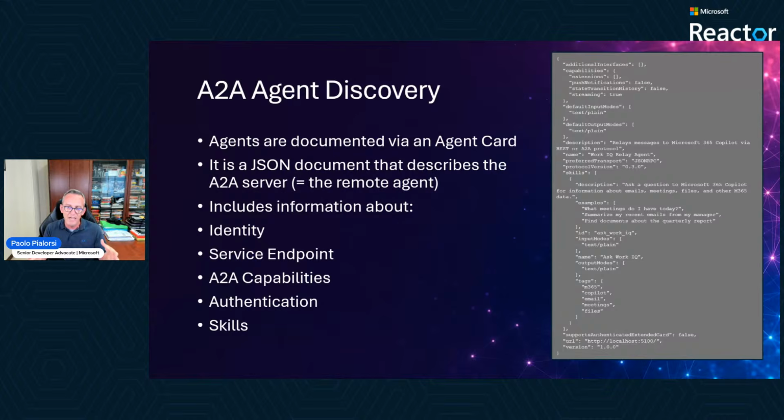So we have a kind of initial handshake where the client agent will retrieve the agent card from the remote agent and understand what the remote agent can do. Then, based on that handshake, it will start sending messages and assigning tasks to the remote agent, and that remote agent will accomplish those tasks and notify the consumer agent, the client agent, about the progress and the outcome of those tasks.